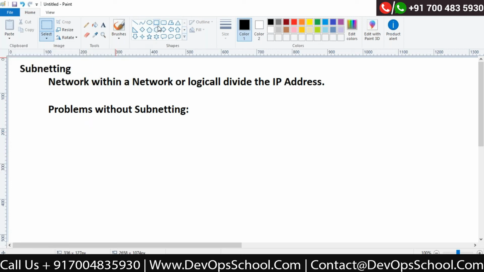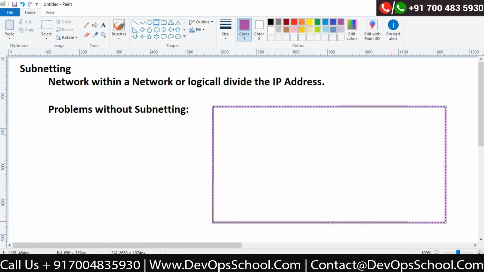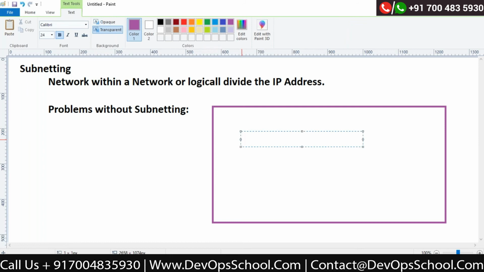The second problem would be, if I say this is my work location, and I keep giving a single IP addressing scheme. For example, my requirement is I require 30 computers for the admin department, 20 computers for the IT department, 10 computers for marketing. Correct? So in my office itself, I have very different departments. Correct? Every department has its unique work.